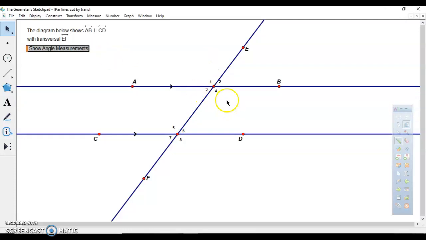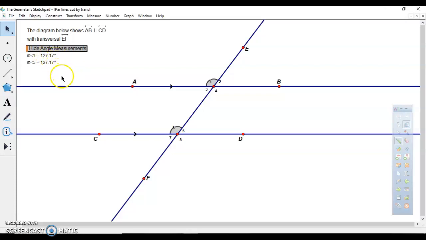And so the idea is that when you have parallel lines, those corresponding angles have to be the same size because they're parallel. Now check this out. Let me show you the angle measures here for angles 1 and 5. Notice right now they are exactly the same.